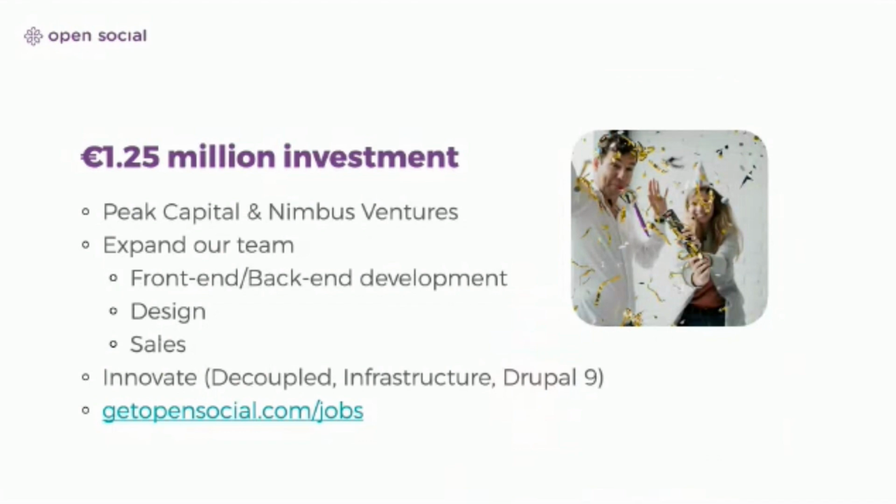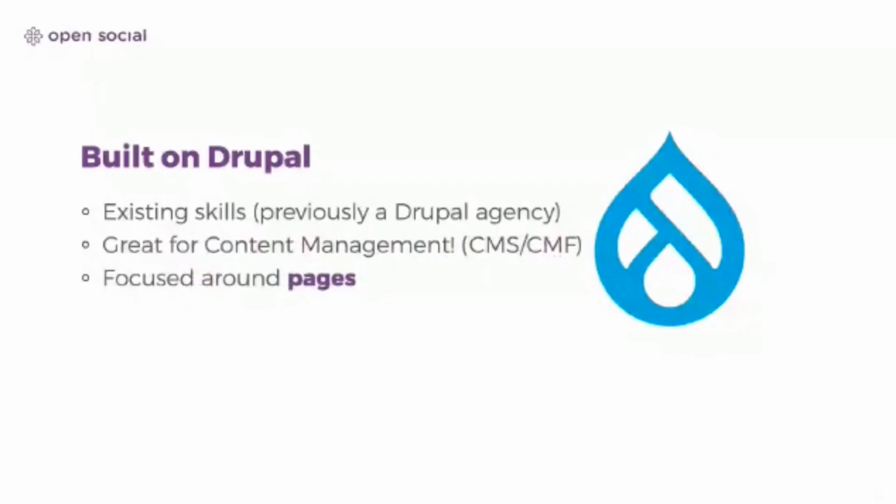First of all, let's address why we want to decouple with OpenSocial. We've built on top of Drupal. This is born out of the existing skills that existed at our company. We were previously a Drupal agency called Gorilla. And OpenSocial started as a project that was a follow-up from a project we did for Greenpeace in Drupal 7. We rebuilt OpenSocial as a separate product in the alpha phase of Drupal 8 about 4 years ago.